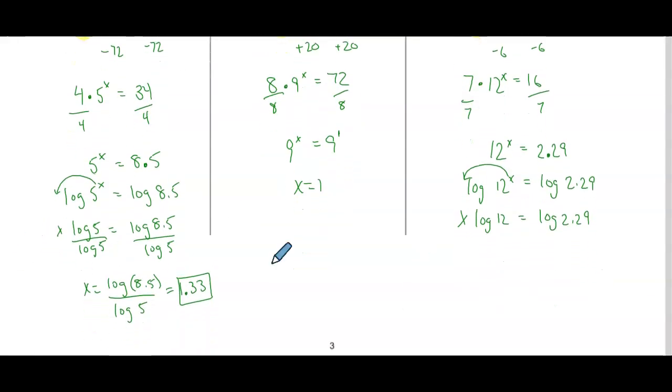Okay, we'll divide both sides by log 12. So it's not about which log is bigger, it's about which log is next to x. That's the one you want to divide by to get the x by itself. So x equals log(2.29) divided by log 12. And that comes out to 0.33.